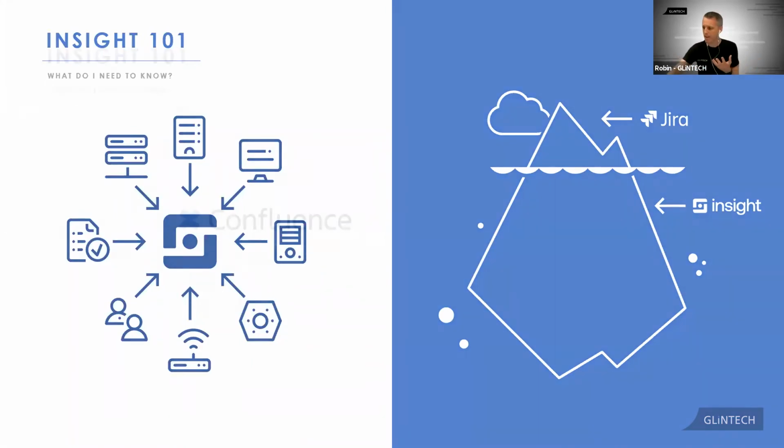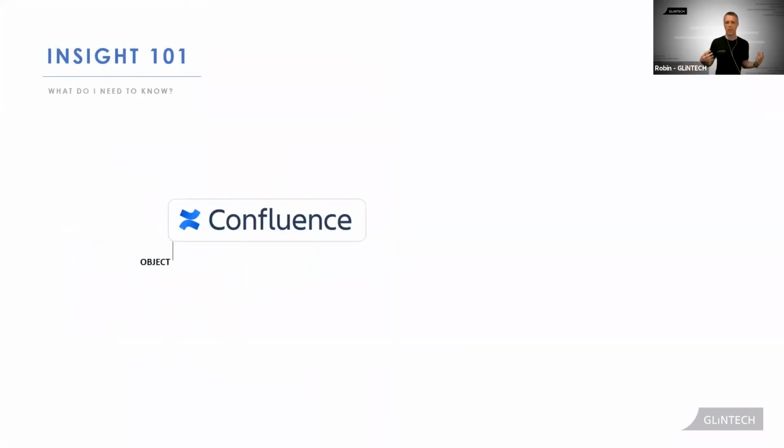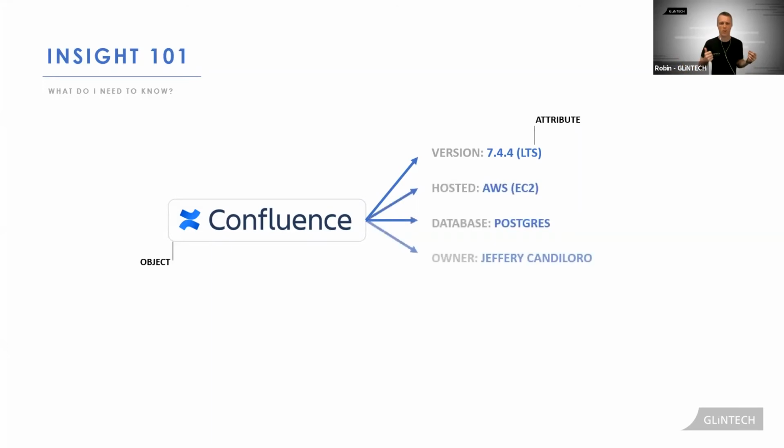So as a simple example, if I was an IT manager, I might look after Confluence. This is a service that I provide to the business. It's a service that I support. Now in Insight, this is known as an object, and I can define attributes for my object. Things that are bits of information that are useful to capture, defined by me. So things like the software version, where it's hosted, technical specs, who the application owner is, and so on.